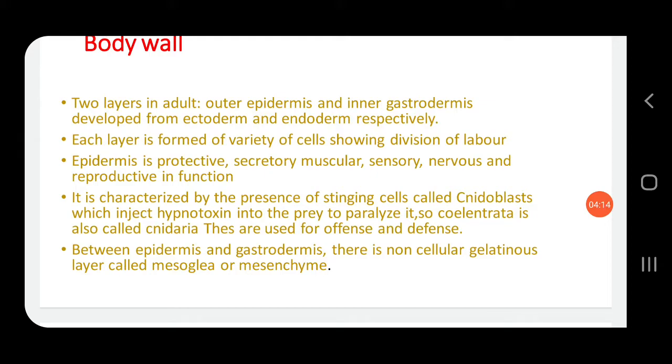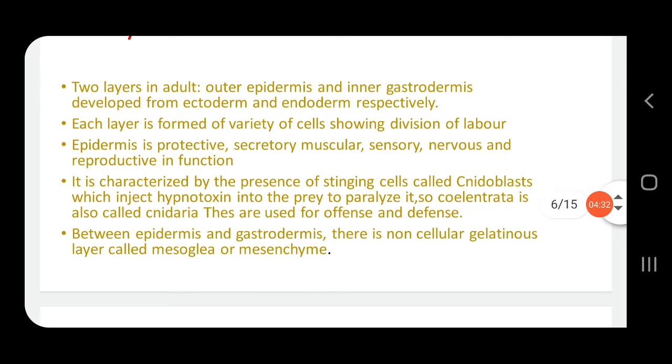Each of these layers is formed of a variety of cells which have different work assigned to them. For example, the epidermis is protective and secretory in function, and some other cells like sensory cells, nervous tissue, and reproductive tissue are also associated with the epidermis.